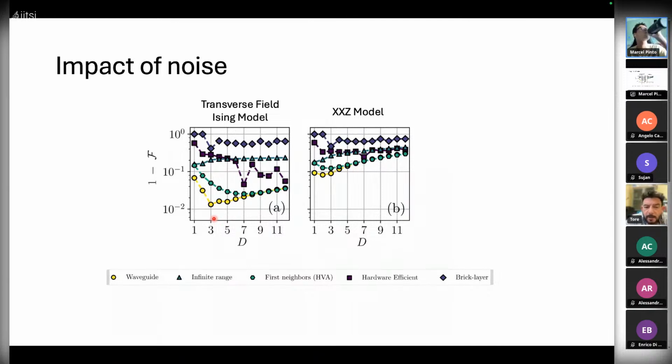But is it intended as the natural noise of the circuit? No, this is intended to be the type of noise that you can have in a waveguide-like platform, because the idea is to propose an ansatz that can be run in a waveguide type of platform. So this is the type of dissipation that you can have.